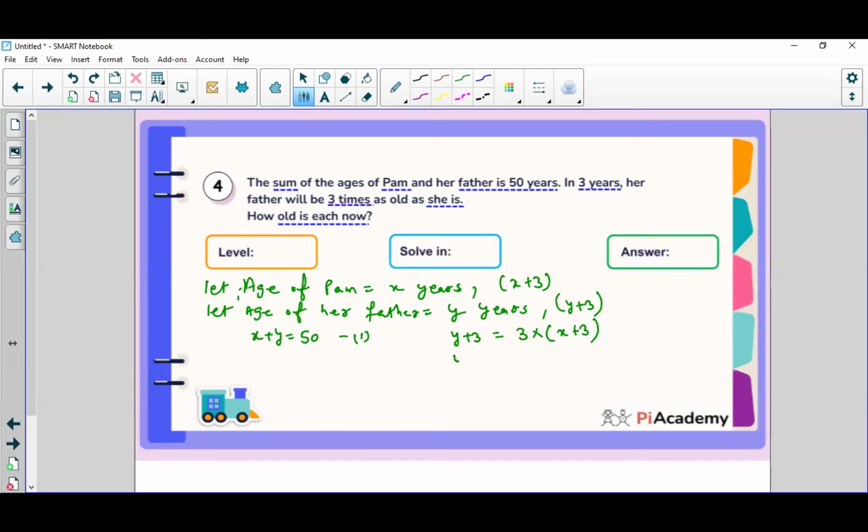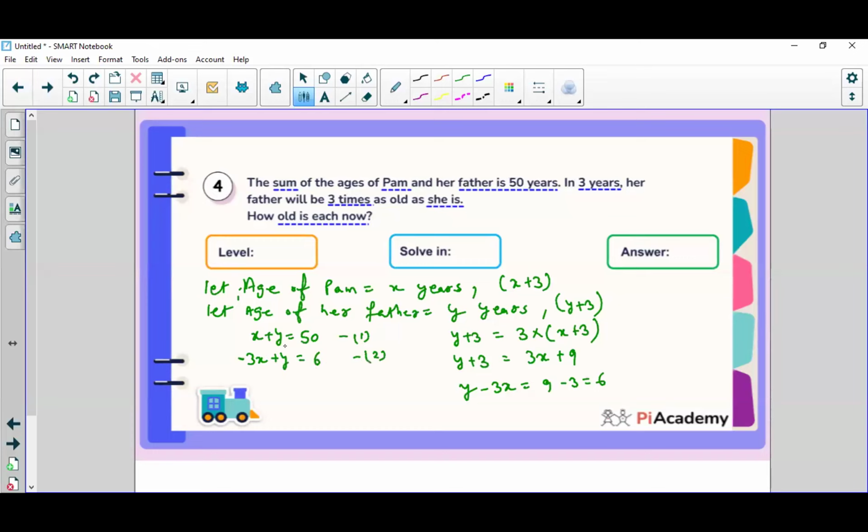So what you can do now, you can just simplify. Y plus 3 is 3 times x, it's 3x, plus 3 times 3 is 9. So you can keep 3x. If you will take y here, that will become negative y. Or what you can do, keep y here. If you will take 3x here, it will become negative 3x. And this is 9 and minus 3, which is 6. So I got my second equation. You can write x first, which is minus 3x plus y equals to 6. So this is my equation number 2.